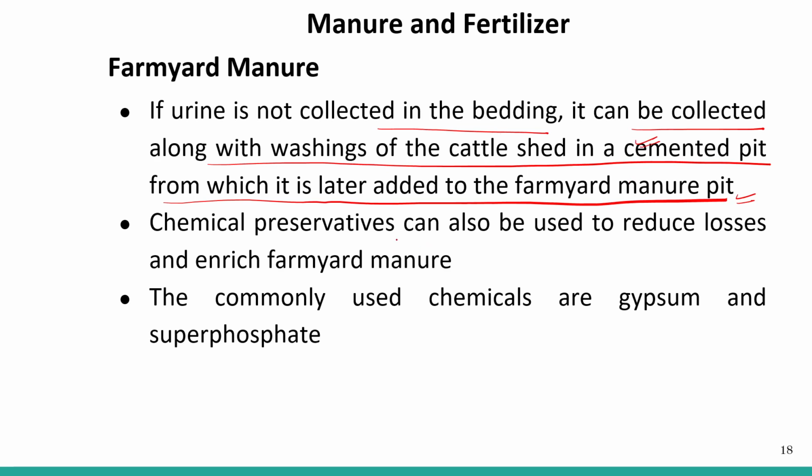Chemical preservatives can also be used to reduce the losses and enrich the farmyard manure. The commonly used chemicals are gypsum and superphosphate. So these are some of the chemical preservatives that can be used to reduce the losses and enrich farmyard manure. So it increases the nutrients in the manure.